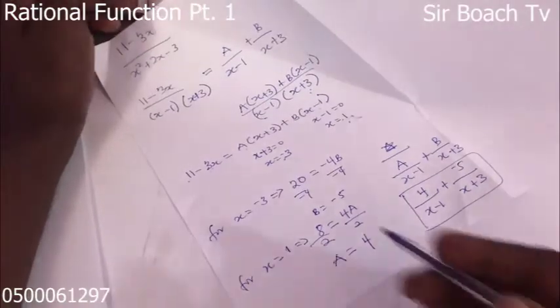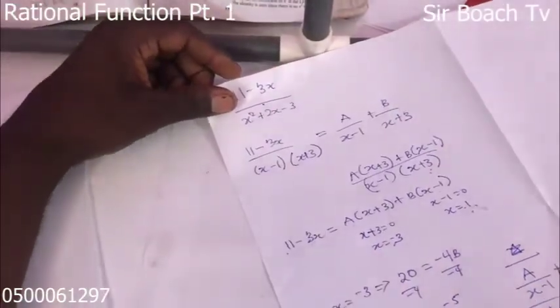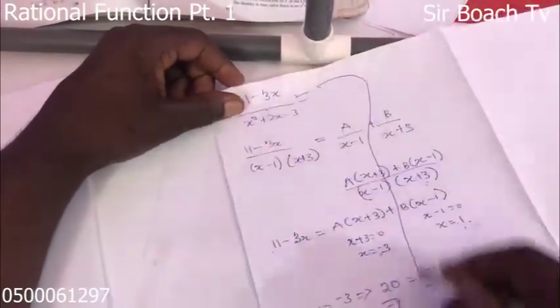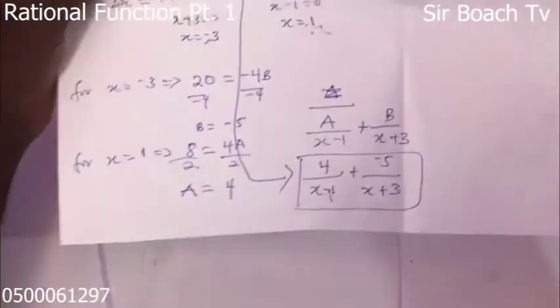So our final answer, we can quote this one. We can quote the question, then make it equal to this. So this one is equal to this. That is our final answer.